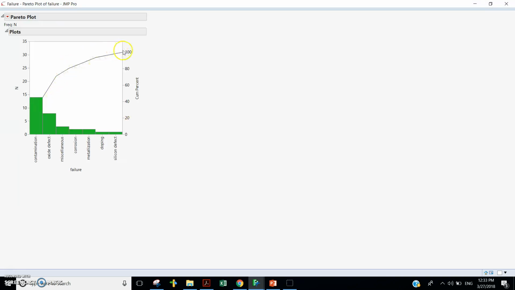Notice how the line slope changes as the cumulative percent increases, since the relative frequency of the failure causes are decreasing. Thus, this shows that contamination was the most frequent reason for failure, while doping and silicon defect were the least frequent reasons for failure.